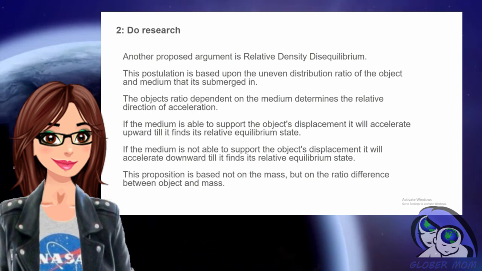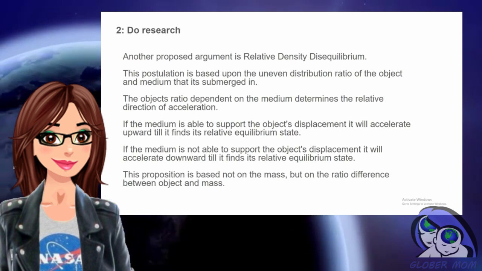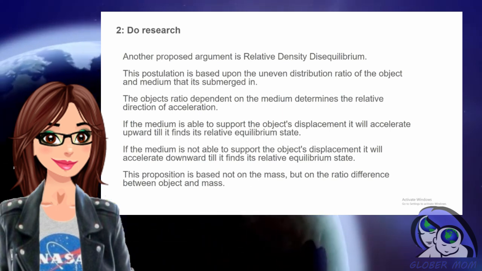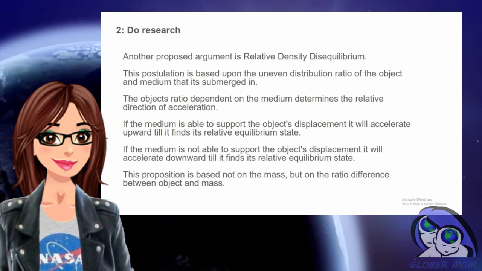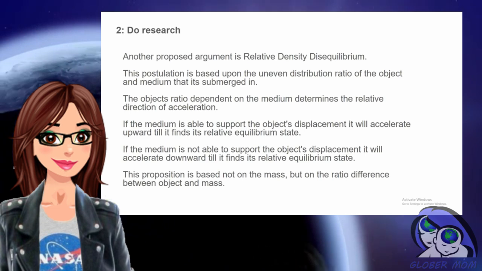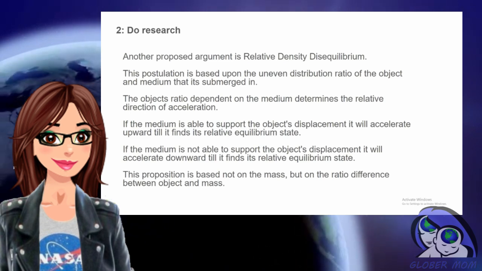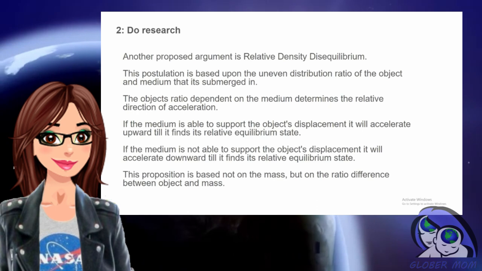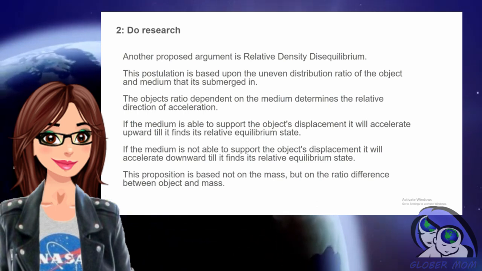Another proposed argument is relative density disequilibrium. This postulation is based upon the uneven distribution ratio of the object and the medium that it is submerged in. The object's ratio depends on the medium determined by the relative direction to acceleration. It says the object's ratio dependent on the medium determines the relative direction of the acceleration. If the medium is able to support the object's displacement, it will accelerate it upward until it finds its relative equilibrium state. If the medium is not able to support the object's displacement, it will accelerate downward till it finds its relative equilibrium state.